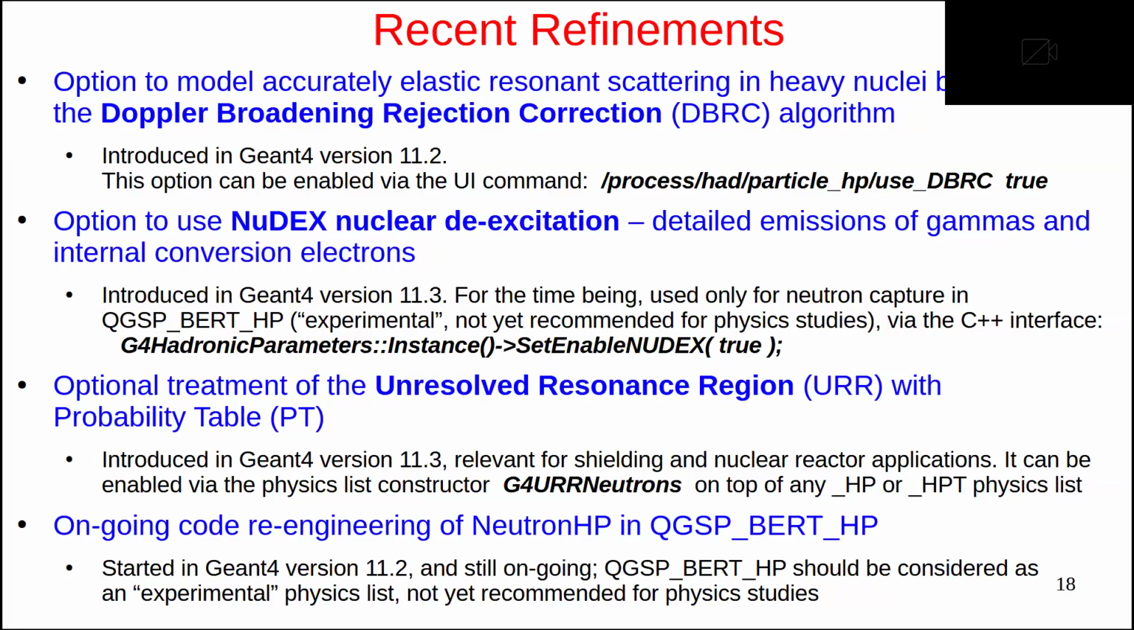So now we have all the ingredients. Of course, we need a lot of validation. For sure, there will be some bugs to be fixed, but at least we now have all the physics components to have a really accurate description of low energy neutrons. Moreover, we are also trying to re-engineer the code a bit, and we are using QGSP_BERT_HP to do this kind of code development, not physics oriented, but really improving the code structure. So be careful if you are using that physics list. Your suggestions and feedback are welcome, but do not use it for serious physics studies because it's something that we are still working on.